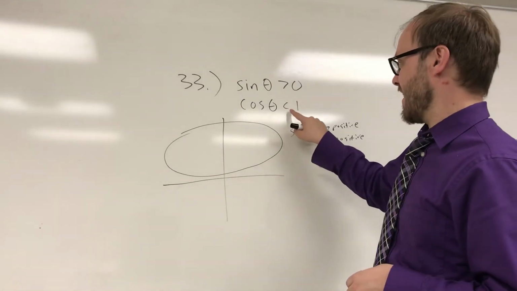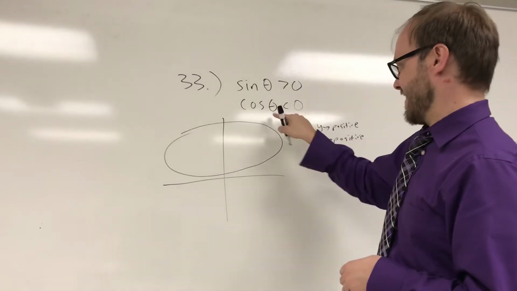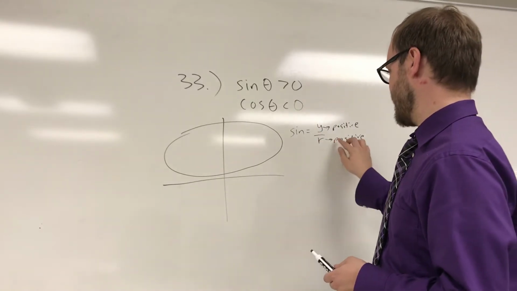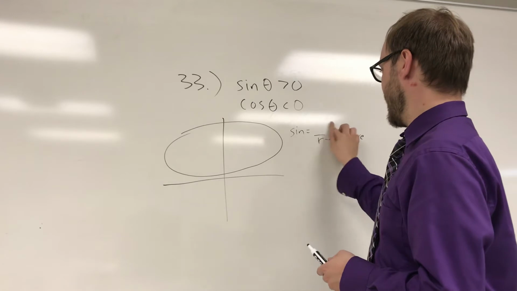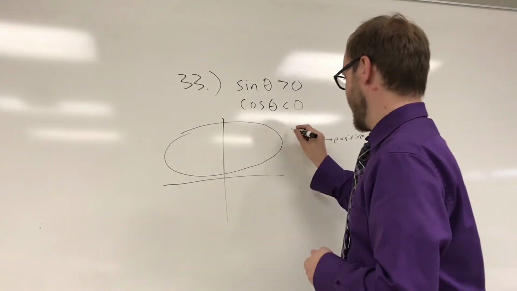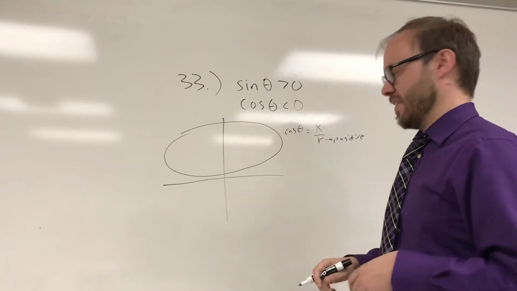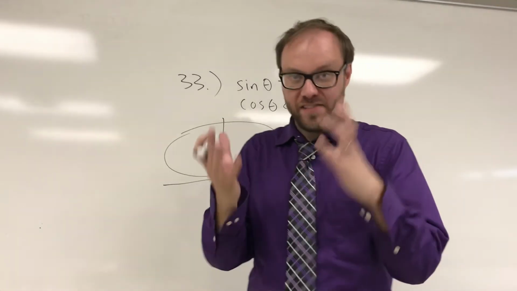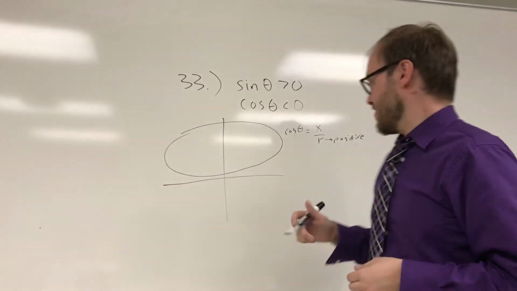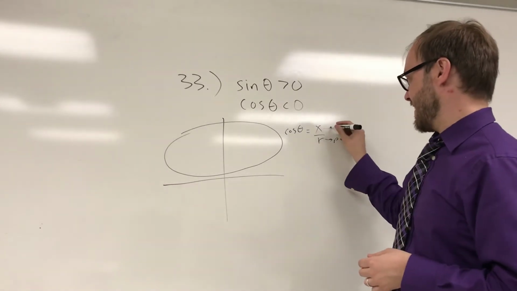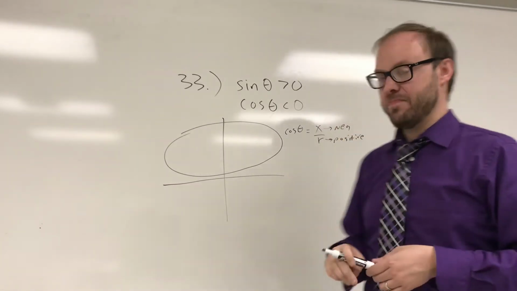Let's look at the cosine. We want the cosine to be less than 0. In other words, we want the cosine to be negative, okay? Well, cosine of an angle is x over r, the x-coordinate over the radius, okay? The radius is always positive, okay? So if I want this to be negative, the x is going to have to be negative, okay?